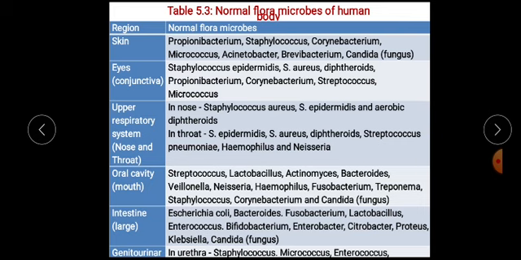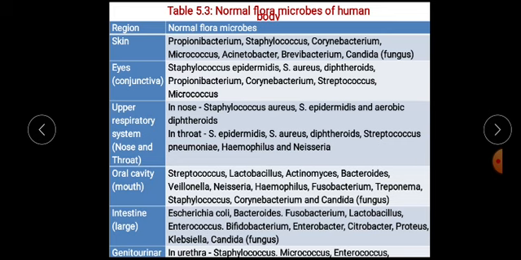Different types of microorganisms may be present on skin, and different types of microorganisms are present in eyes, upper respiratory tract, that is nose and throat. This means that the lower respiratory tract, lungs, alveoli are always free from microorganisms. Oral cavity, that is mouth, and intestine, large intestine is heavily populated with microorganisms.